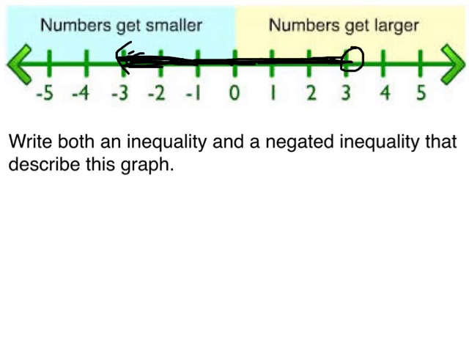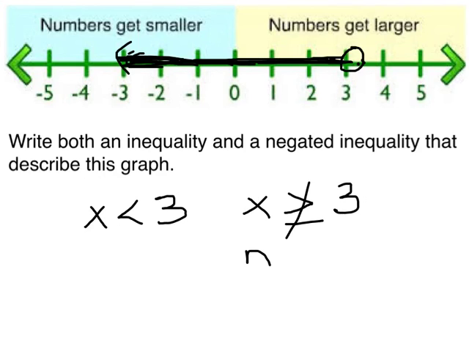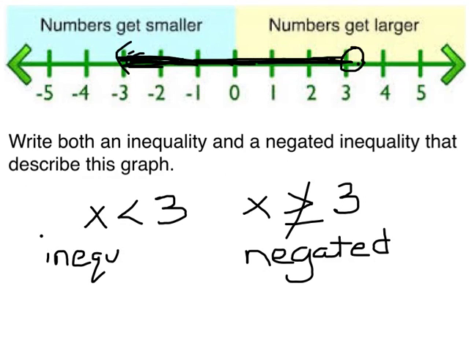Alright, so this says write both an inequality and a negated inequality that describe this graph. Well, let's first of all do our inequality. So we know that it's an inequality because this is an open circle here. So we know that our arrow is going to the left. That means x has to be less than 3. It is not equal to because it is an open circle. Alright, so if x is less than 3, then we know that x is not greater than or equal to 3. And that is our negated inequality. And this is our inequality statement.